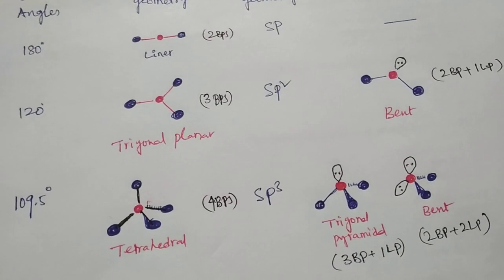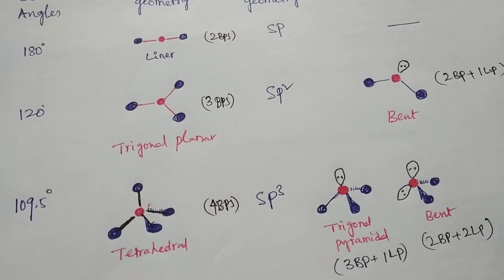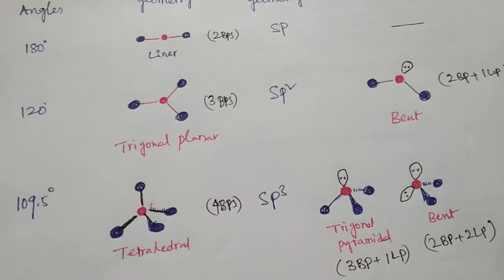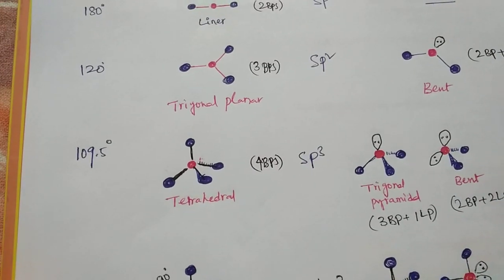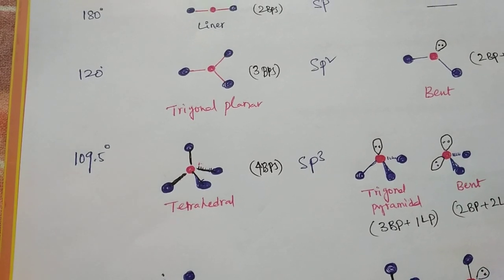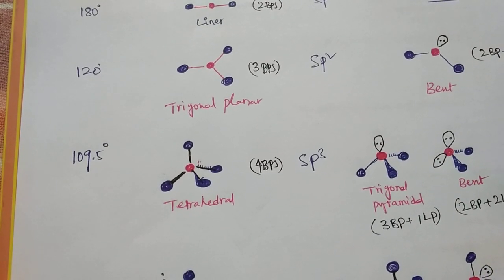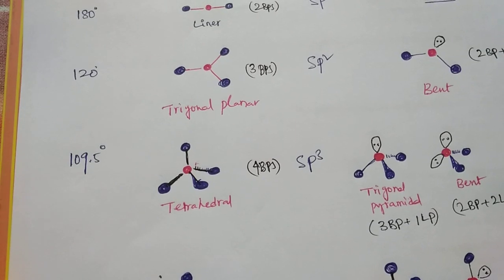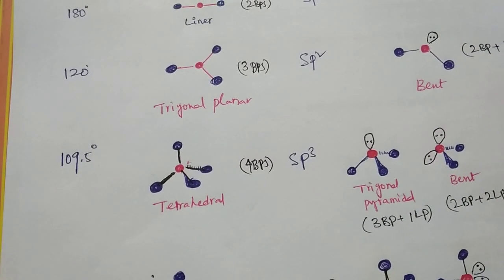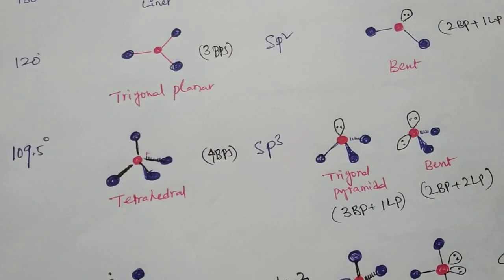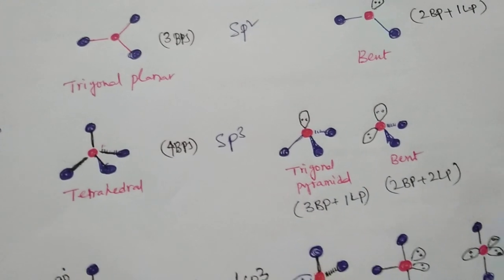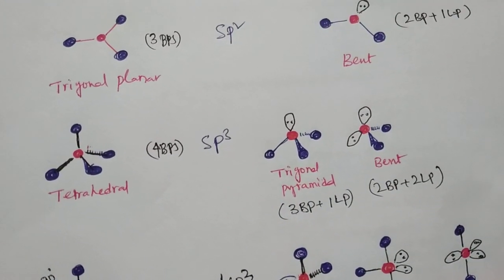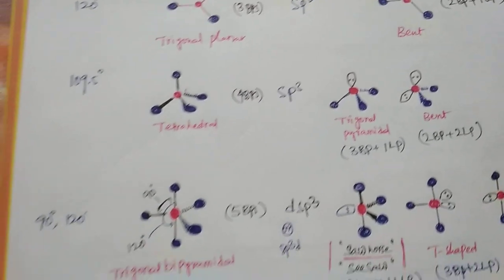If there are two bond pairs and one lone pair, it means bent shape, and the best example for that is SO2. Four bond pairs means 109.5 degrees bond angle and sp3 hybridization. Three bond pairs, one lone pair means trigonal pyramidal. Two bond pairs, two lone pairs means bent shape. Water is the best example for that.